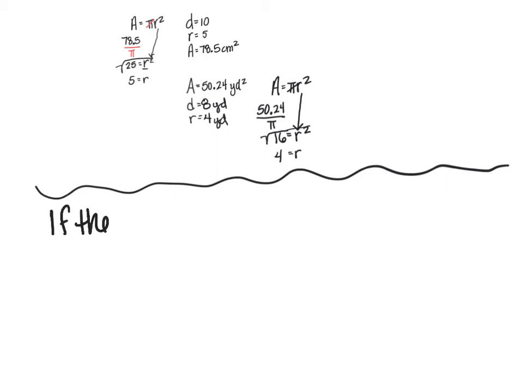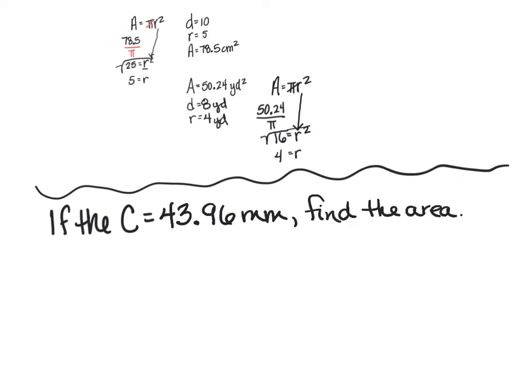If the circumference is 43.96 millimeters, find the area. So you're going to go from circumference to diameter, from diameter to radius, and from radius to area. So it is like an epic escape room. You just got to do one step before you can go to the next step. So start off with what they gave you. What did they give you? Circumference. So what does that tell you to write down?